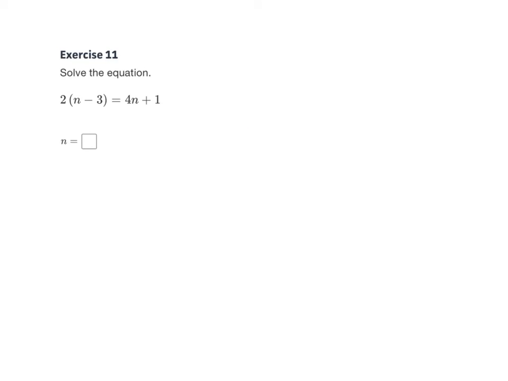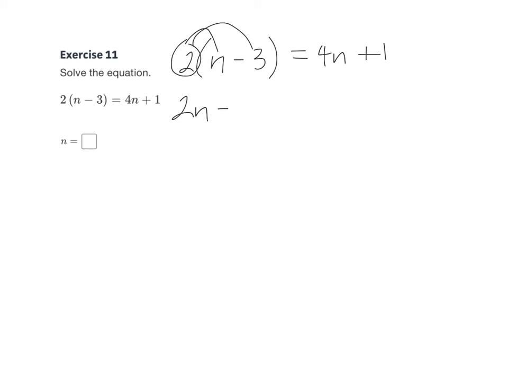The last one has some more distribution, so let me rewrite this. I got 2 times n minus 3 equals 4n plus 1. So now we're going to distribute the 2. 2 times n is 2n. 2 times negative 3 is negative 6 is equal to 4n plus 1.